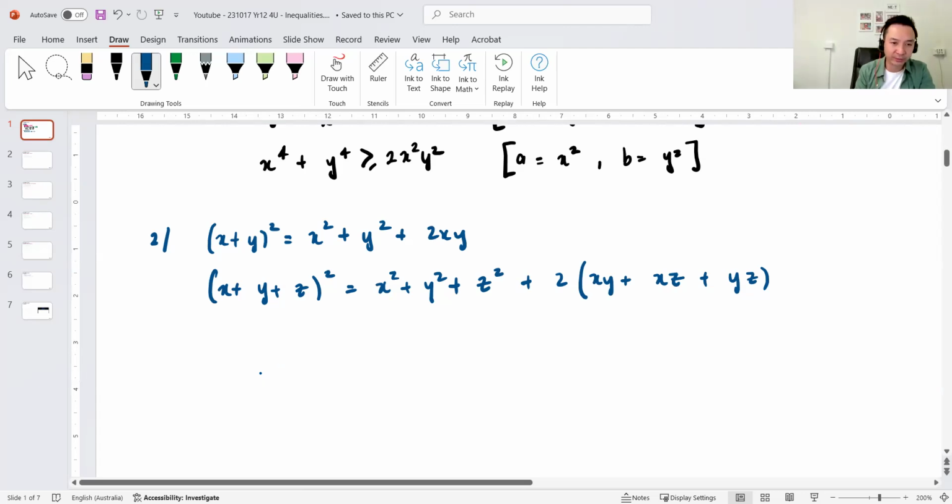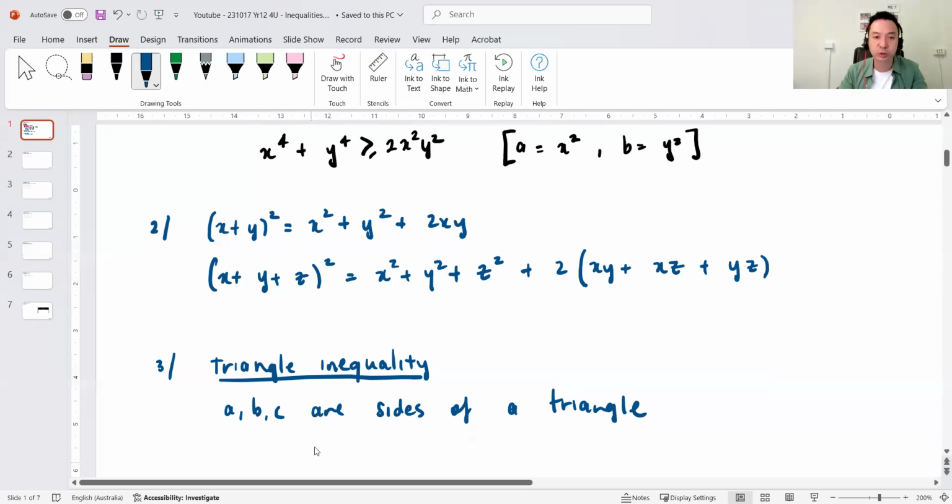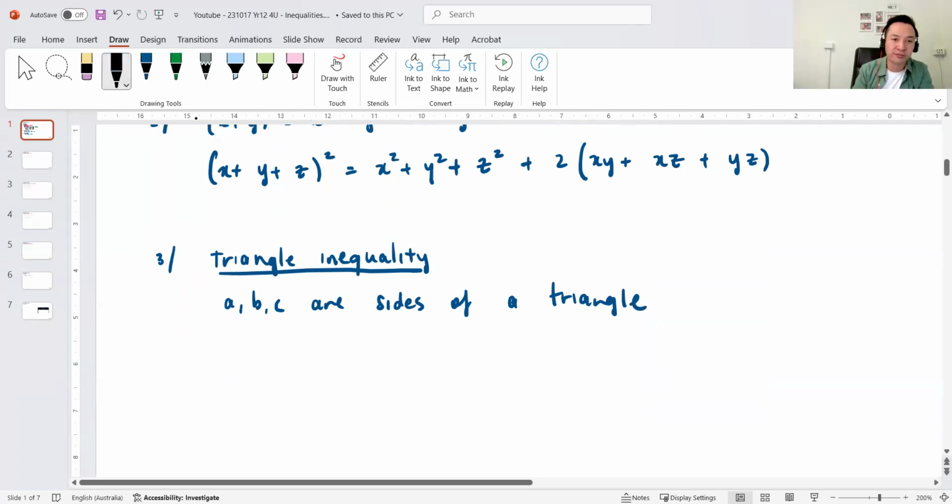And then thirdly, something called the triangle inequality. Make sure you know this. Whenever there are questions that say a, b, and c are lengths of sides of a triangle, it immediately tells you two things. There's two facts that come out of this. Fact number one.